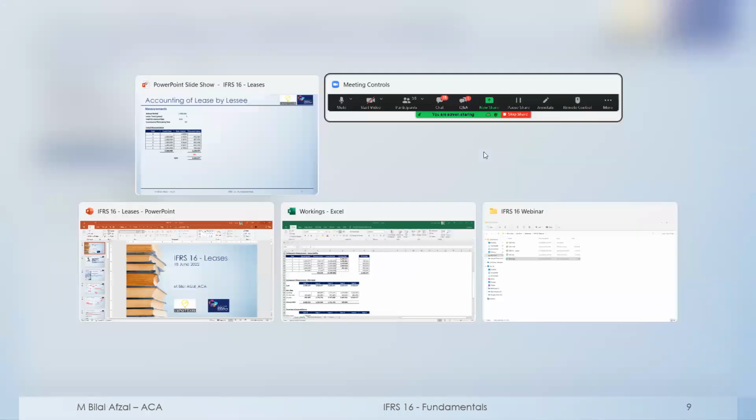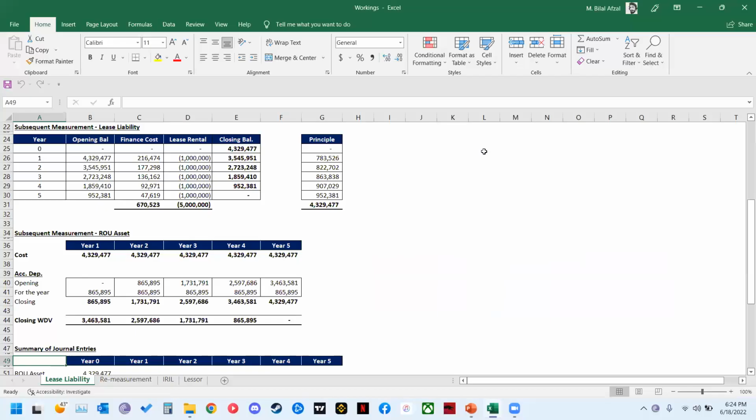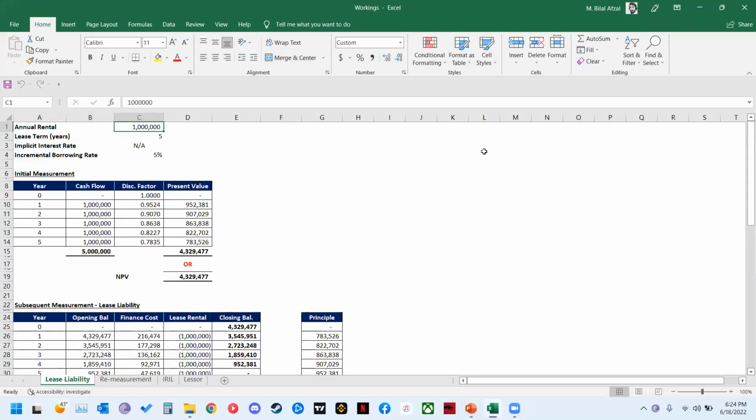So let's take a basic example like this. A very basic scenario. The annual rental for the lease is 1 million. The lease term is 5.